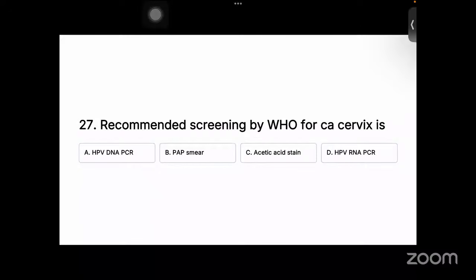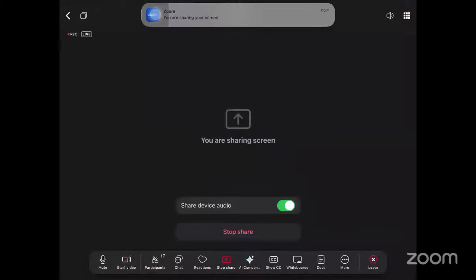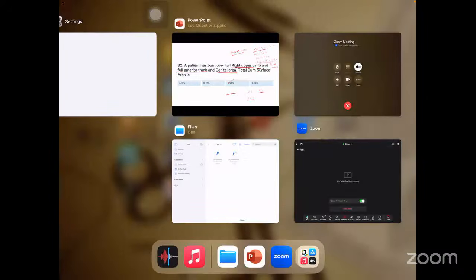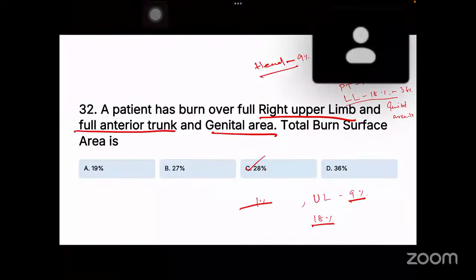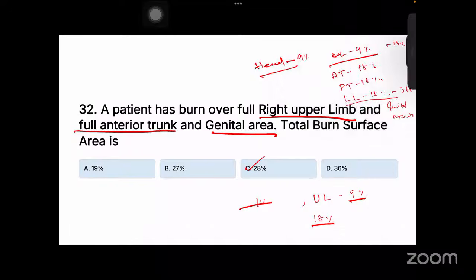Yes, can you hear my voice? Can you hear my voice and see the screen? No, I can't. Okay, one second, let me put it up. Can you see the screen and hear my voice clearly? Yes. Okay, I hope it is fine. Sorry, we got a technical glitch.